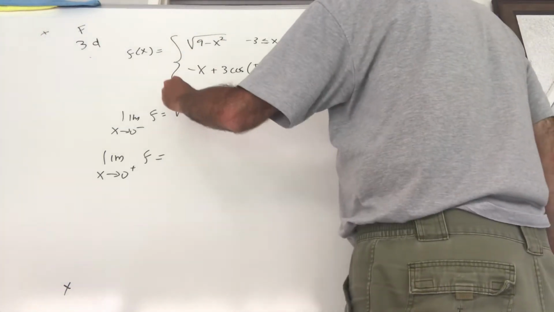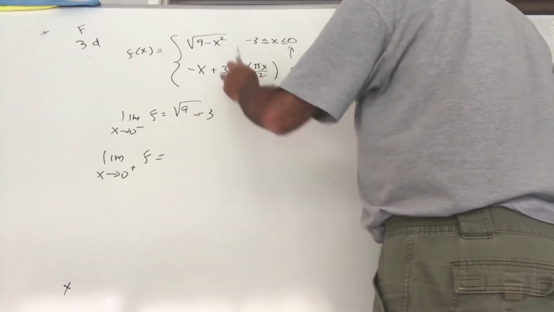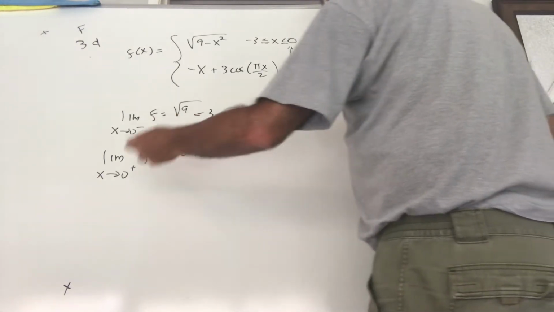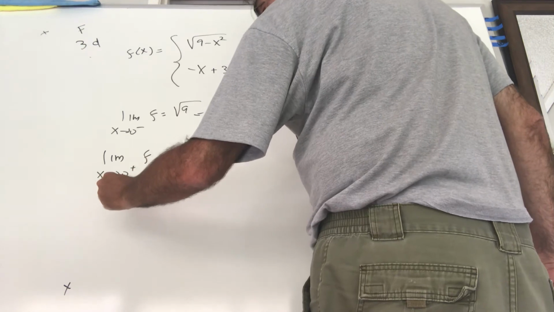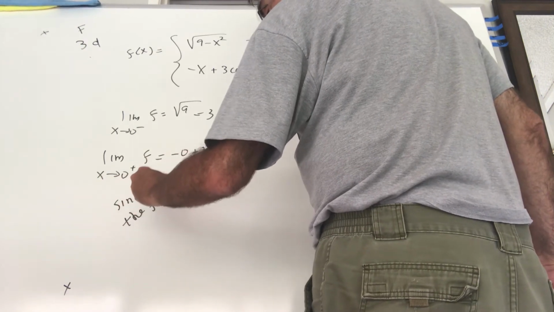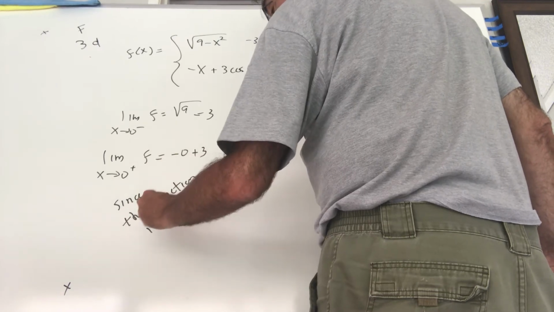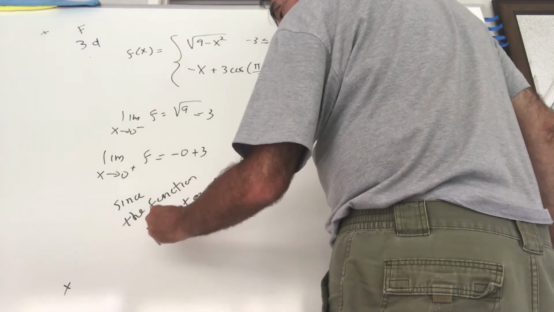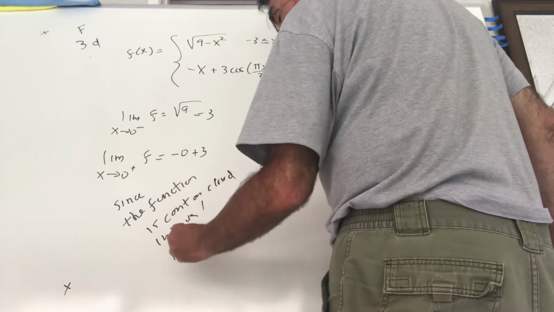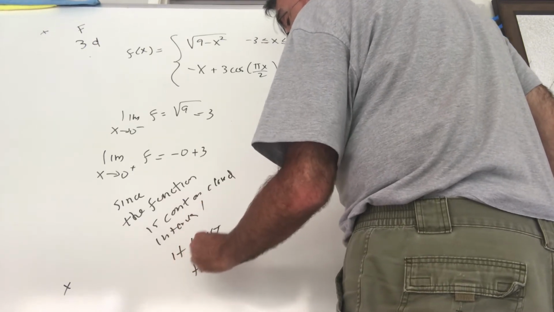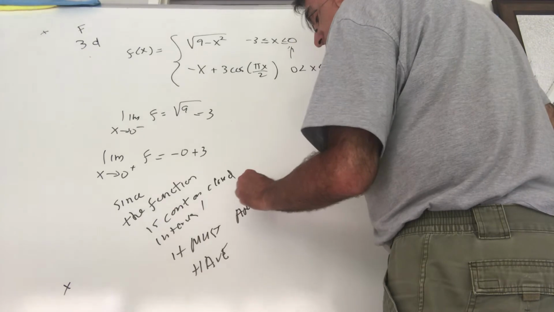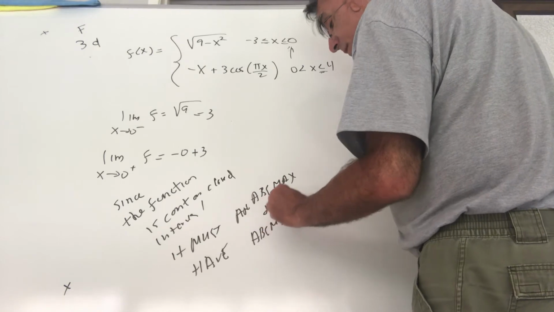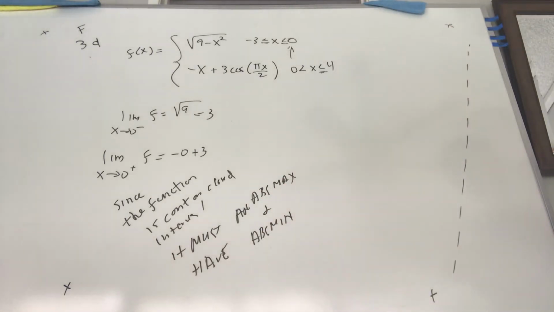So you put the 0 in, you get square root of 9, which is 3. You put the 0 in, the cosine of 0 is 1, so you get -0 plus 3. Since the function is continuous on a closed interval, it must have an absolute max and absolute min.